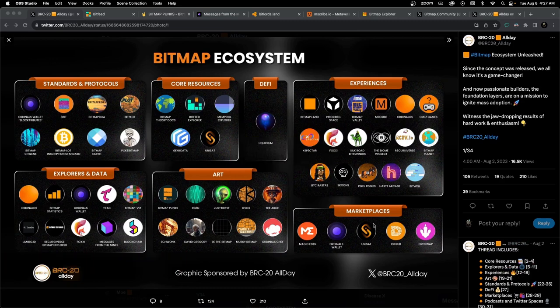Today we're going to be talking about the Bitmap ecosystem and the major developments that have been taking place. In my previous video on Bitmap, I did a quick recap on phase one and also introduced phase two. For those of you new here, Bitmap is a groundbreaking project aiming to become the infrastructure layer of the metaverse and Bitcoin.